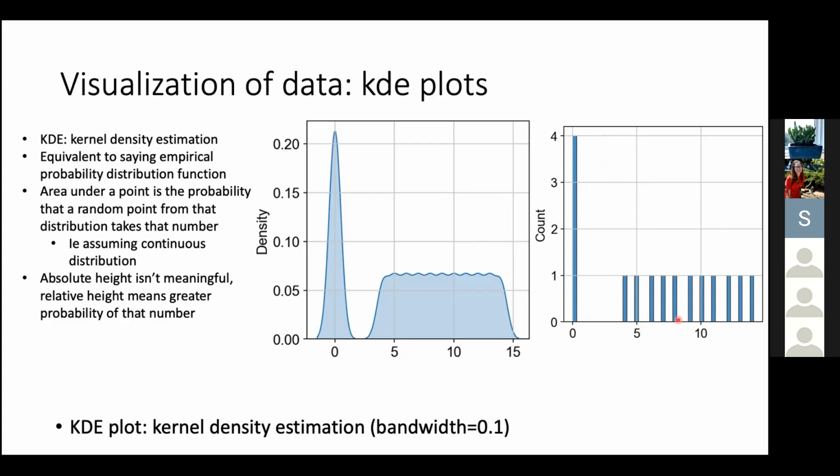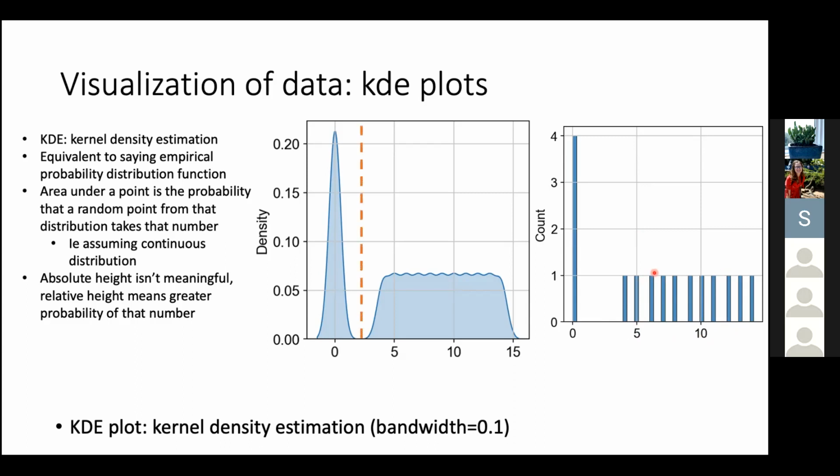But it does not mean that there are more zeros than there are of anything else. Here there's like 12, I think, points. So there's more non-zero points than there are zeros. It's just that there are more zeros than any other individual number. Does that make sense to you guys? Is everyone okay? Fantastic. All right.